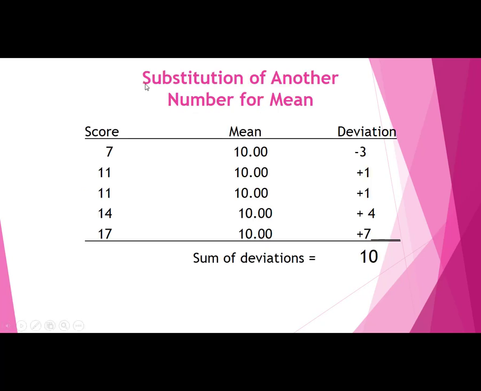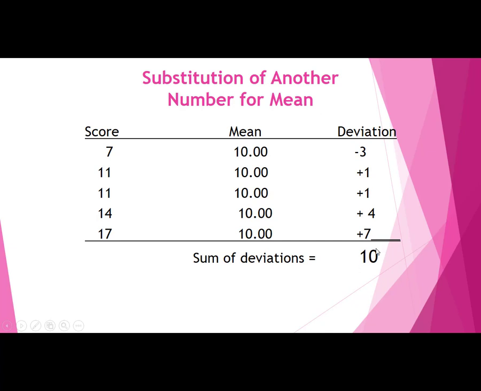So here, substitute another number for the mean. So let's say we pick another number. We say the mean isn't 12, we think the mean is 10. Do you see how the sum of the deviations changes? So you know that that is not correct because the sum of deviations should be 0.